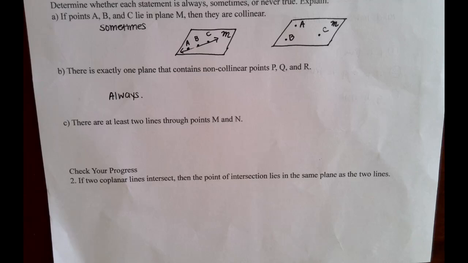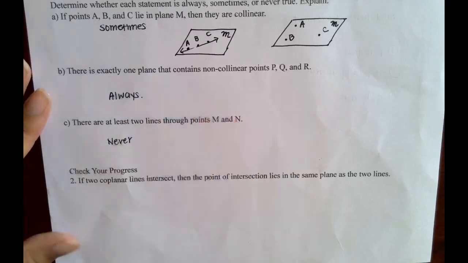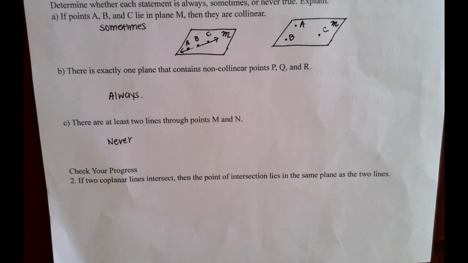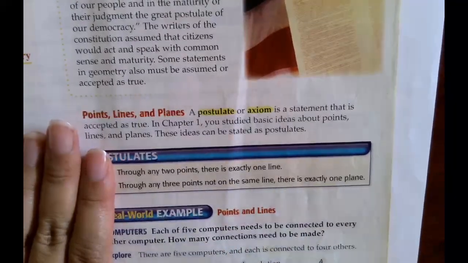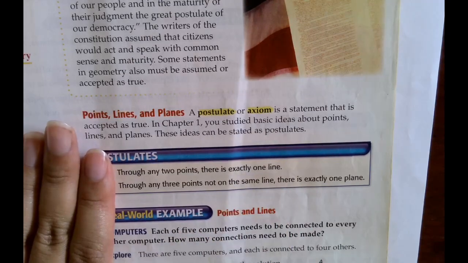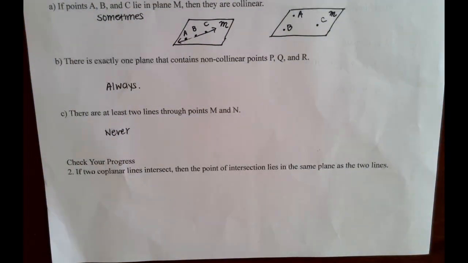Okay. In C, it says there are at least 2 lines through points M and N. That is never true. Right? And the reason why is because of the postulate that tells us that through any 2 points, there is exactly one line. Not 2 lines, not 3 lines, not 4 lines. There is only one line. So that is example 2.